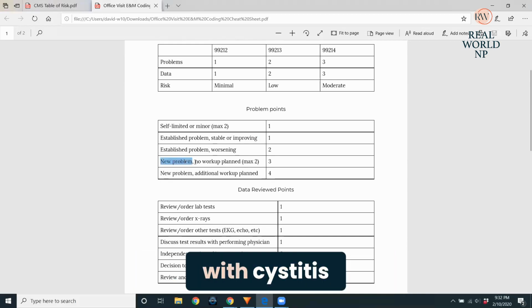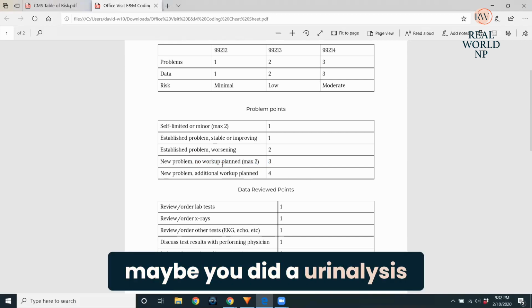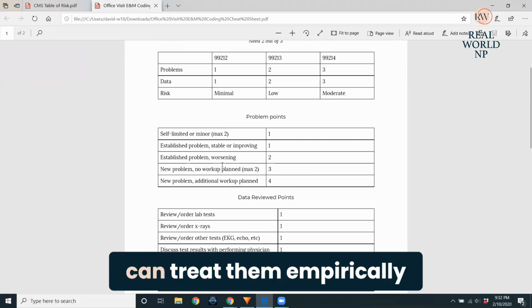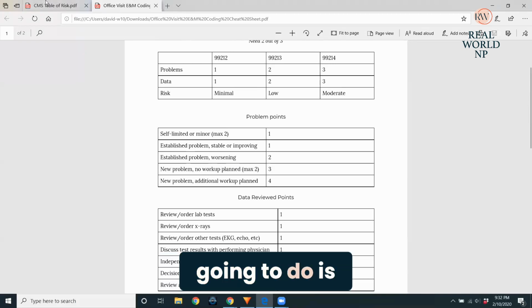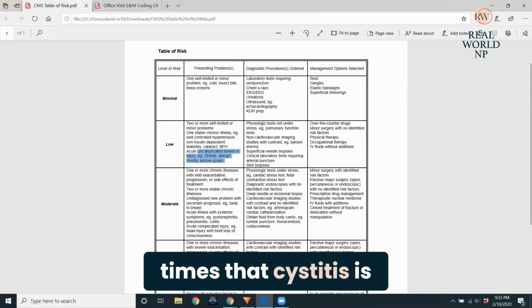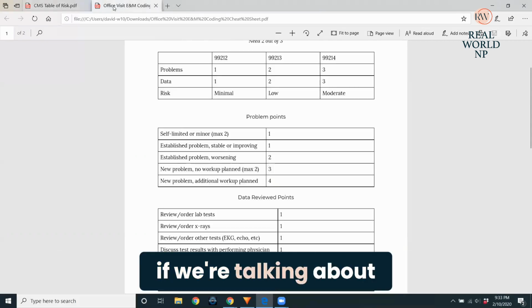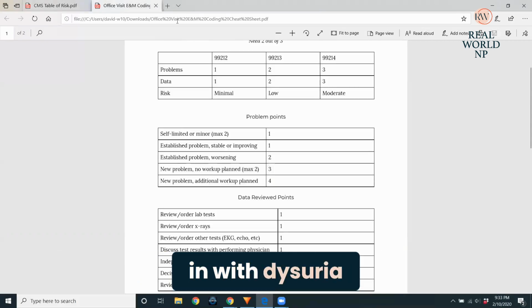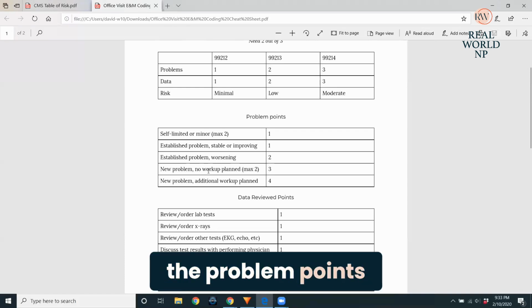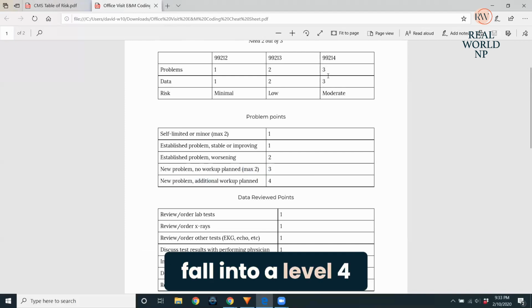So for an example, if you have somebody with cystitis, you have a new problem, but no further workup is planned. Like you just did, maybe, a urinalysis, right? But you're not necessarily going to send out a culture because you can treat them empirically. And so what you're going to do is go back to the table of risk. I know from looking at this 1,000 times that cystitis is qualified under the low risk level, and that's a level 3. She doesn't have systemic symptoms, for example, if we're talking about a woman who comes in with dysuria. So we're in low risk, and we're looking at the problem points. So it's a new problem with no additional workup, so it's a level 3. It could technically fall into a level 4, but your risk needs to be moderate.